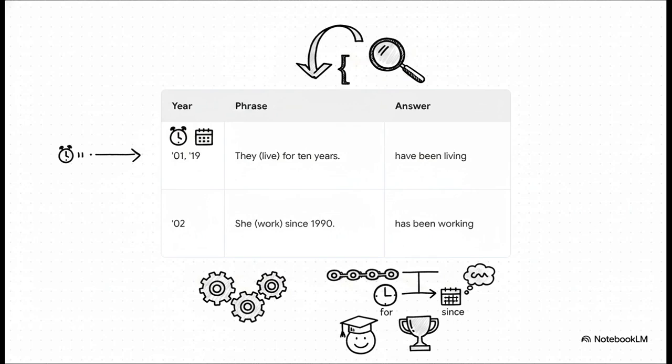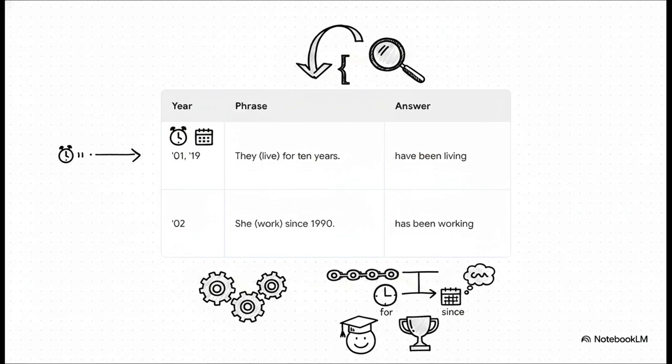Let's see how this plays out across the years. In 2001 and again in 2019, the phrase was, they blank in Delhi for 10 years, with the verb live. Because of the word for, the correct answer is have been living. In 2002, the phrase was, she blank in the school since 1990, using work. Because of since, the answer is has been working.